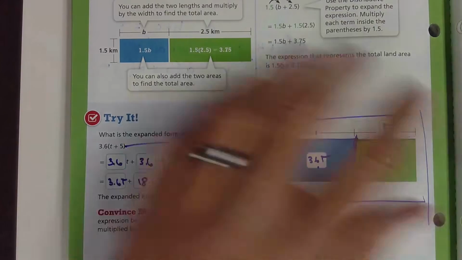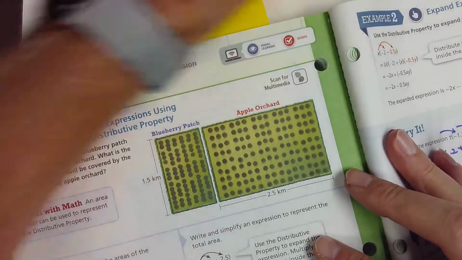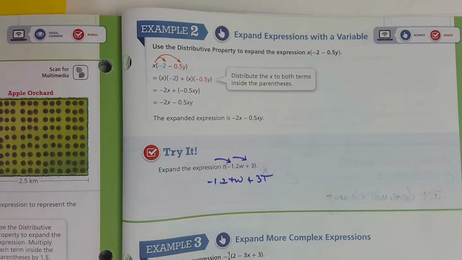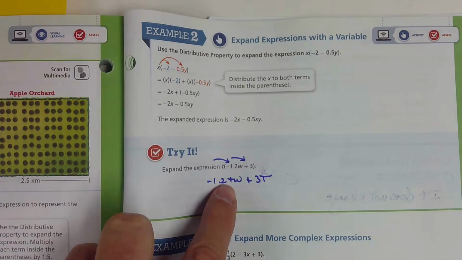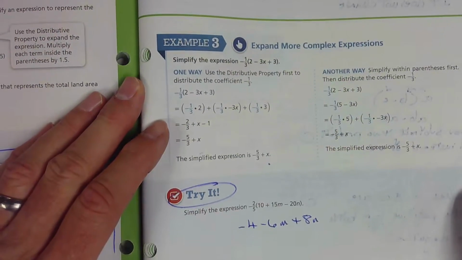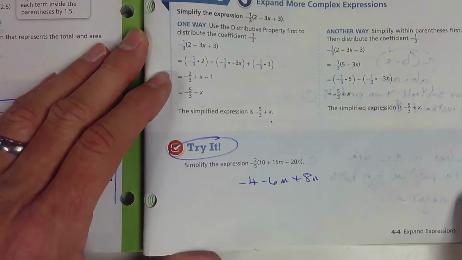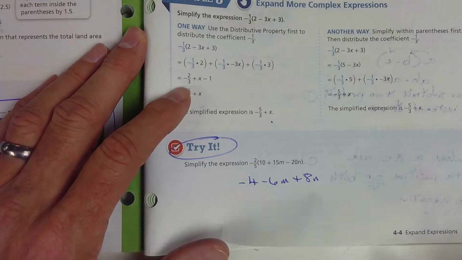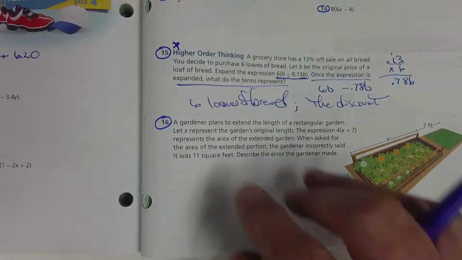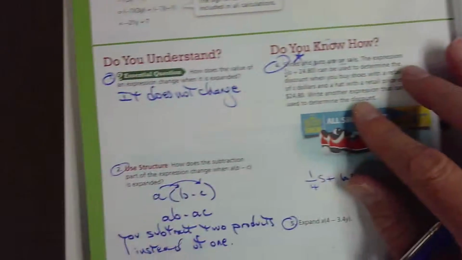Okay. And then example 2. Again, we did that one, and we did the try it, I think. And then example 3. I think we did that one, and the try it at the bottom of the page. Yep, we just did that one. So turn the page here. This is on page 218.